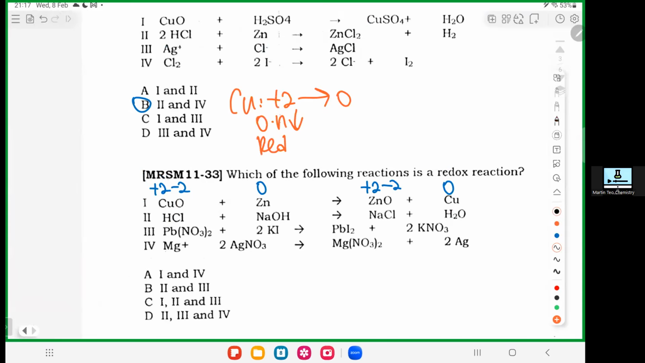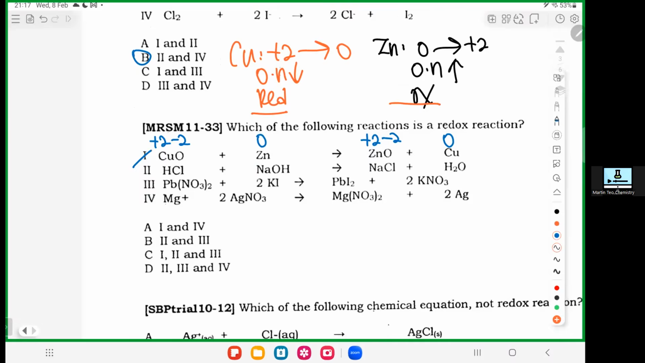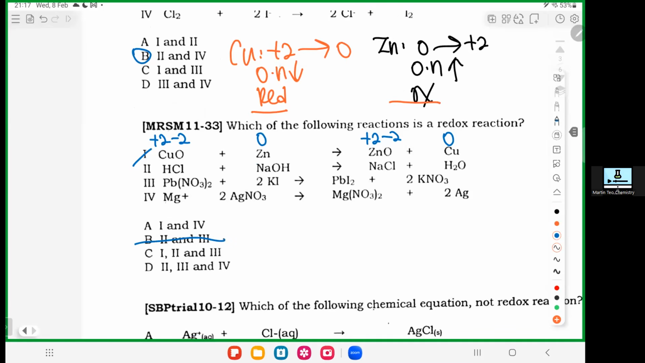Okay, so the oxygen -2, -2. No change, don't compare. The zinc is 0, the zinc here is +2. So look at the zinc. The zinc is 0, become +2. So 0 to +2, oxidation number shoot up, oxidation process. Reduction, oxidation, redox. So number 1 is correct. When number 1 is correct, answer B is wrong. Answer D is wrong.